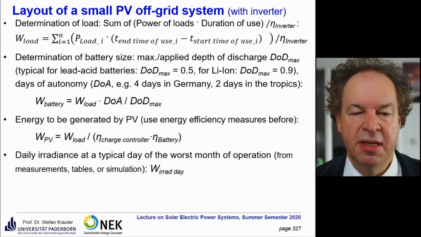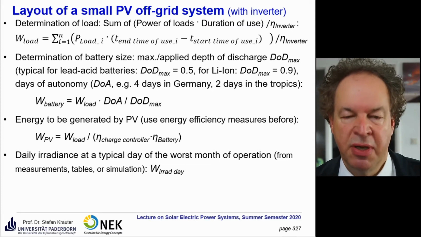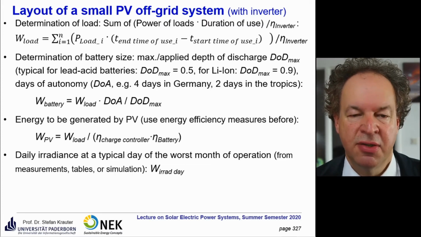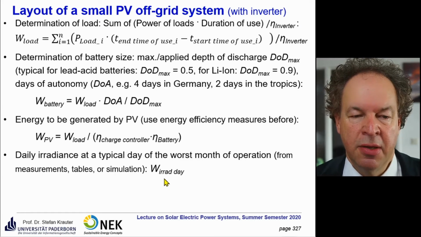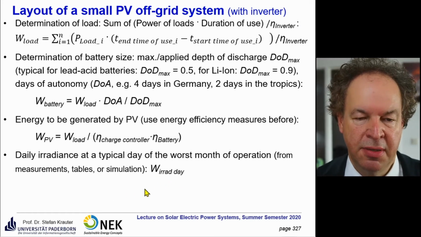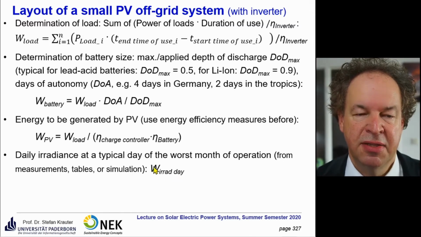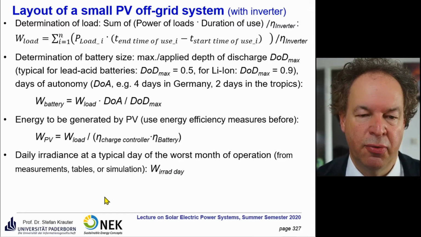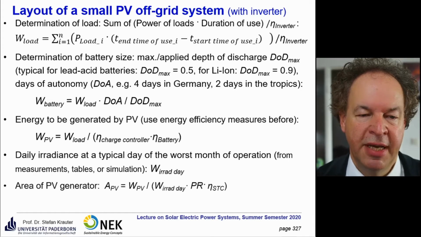So usually the worst month of the year, but maybe if you have irrigation and use it for agriculture, you don't have to consider all year, but the times when you use that system. So for us it's all year, and you can do it via measurements or tables or simulation and so on, and call it red day. That was given already in our example with 4 kilowatt hours per square meter per day.